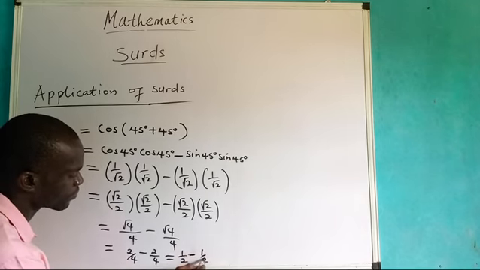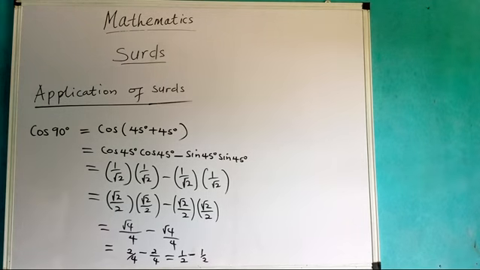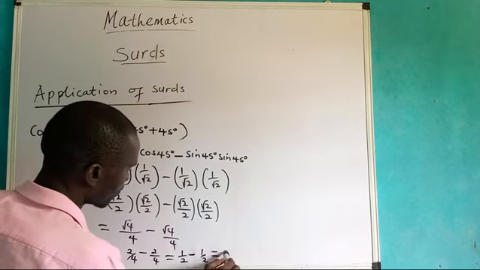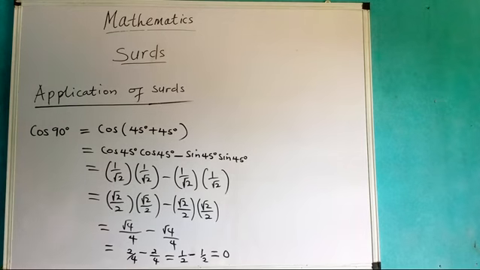I still have 1 over 2, so this is what I have. Now looking at it, we have a half: 1 over 2 minus 1 over 2. And at the end, we are going to have 0. Meaning here will be 0. You can use your calculator to confirm this.